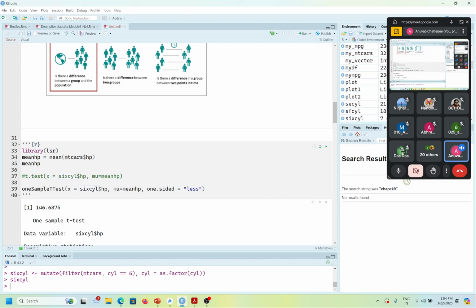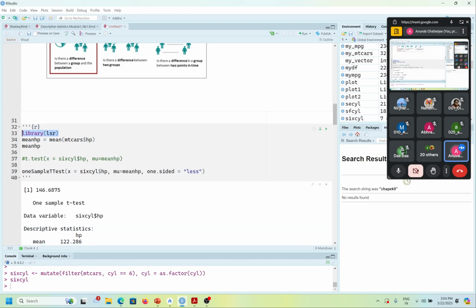So we are going to use the library LSR. So type this in: library LSR, and we are using the one sample t-test. Actually, not the one sample t-test, we will first do just the t-test. For the t-test, the command is t-test followed by what you want to compare, like what is the mean of the data you want to compare. So I want to compare the HPs of the six cylinder cars, and what you want to compare it to, the mean of. So here we are only comparing the mean.